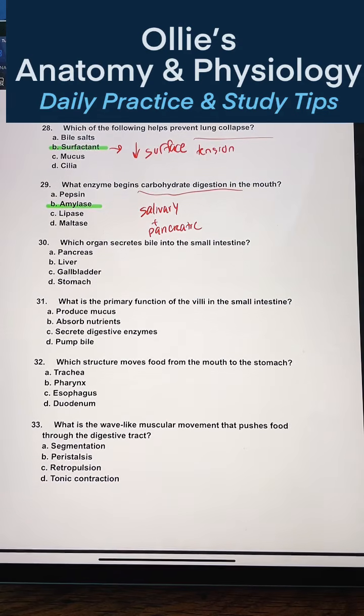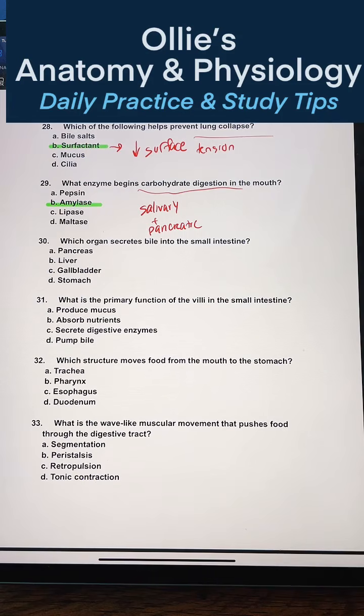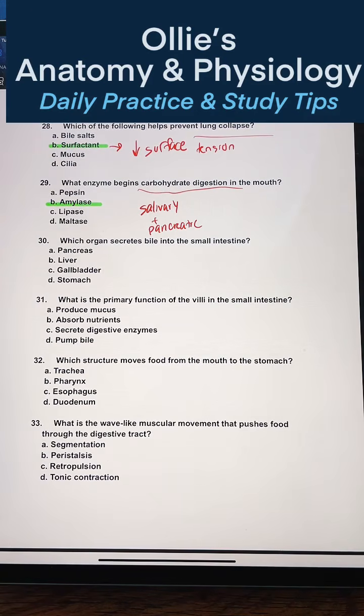Number 30, which organ secretes bile into the small intestine? A, B, C, or D? Which one is that going to be? A lot of students get these ones mixed up. Hopefully we can make that so you don't mess those up. A, B, C, or D. Fantastic. Seeing a lot of C's.